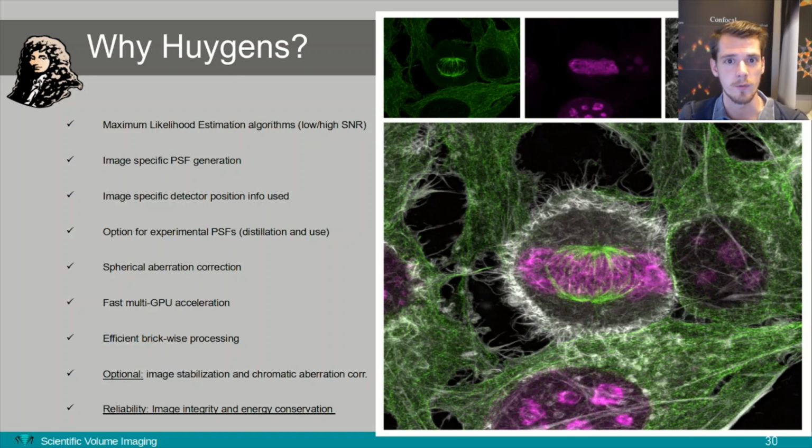For images with refractive index mismatching, the theoretical PSF generator keeps in mind the spherical aberration and even corrects for it during deconvolution. Within Huygens, efficient brickwise processing and multi-threaded workloads for CPUs with high core counts, and even NVIDIA's multi-GPU support, mean that the processing can be done even faster. We also provide extra image restoration algorithms such as stabilization in both Z or time and chromatic aberration correction for multi-channel images. And when using Huygens, you can do reliable image analysis and quantification after restoration because the energy is conserved.